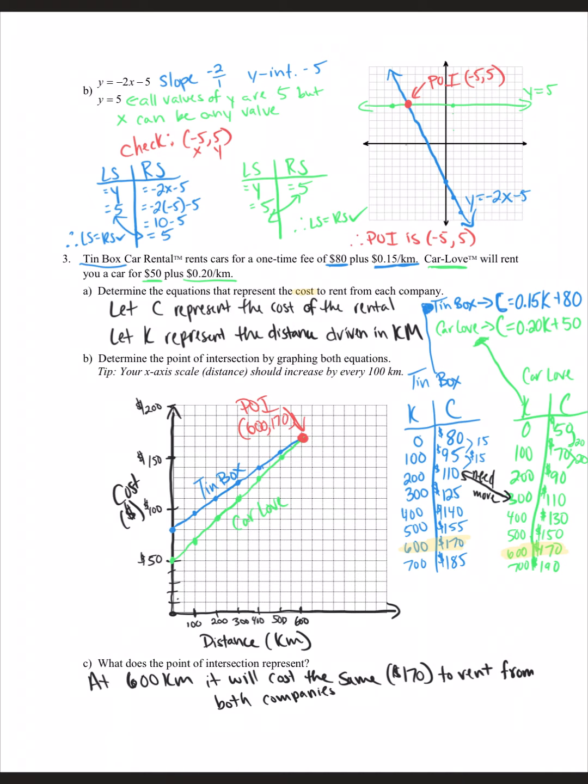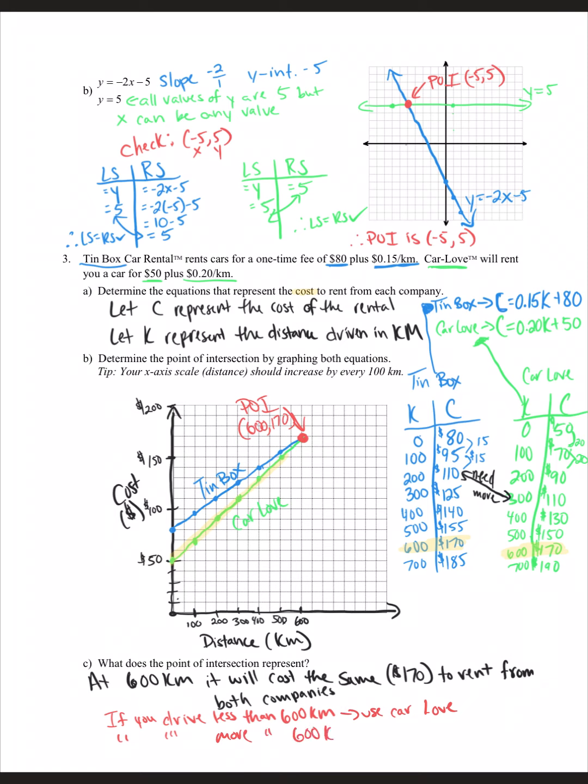All right, if you were to drive less than 600 kilometers, which car company should you use? Well, if we look at the lines here, hopefully we can see that if we were to drive less than 600, our cost is going to be lower if we go with this Car Love company. Okay, so if you drive less than 600 kilometers, you're going to want to use Car Love.